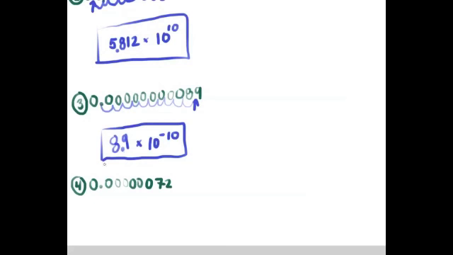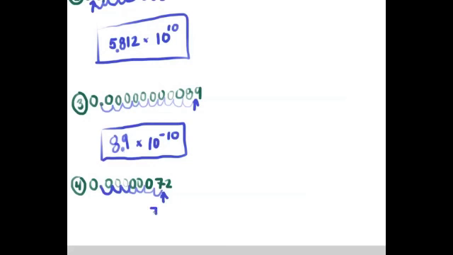Do we see a decimal right from the get-go? We see it right here. The non-zero numbers are going to the right, so I know my exponent is going to be negative. If I need one number to the left of the decimal, my stopping place would have to be right here in between the 7 and the 2. So let's count. We start from the decimal. 1, 2, 3, 4, 5, 6, 7 is the stopping place.